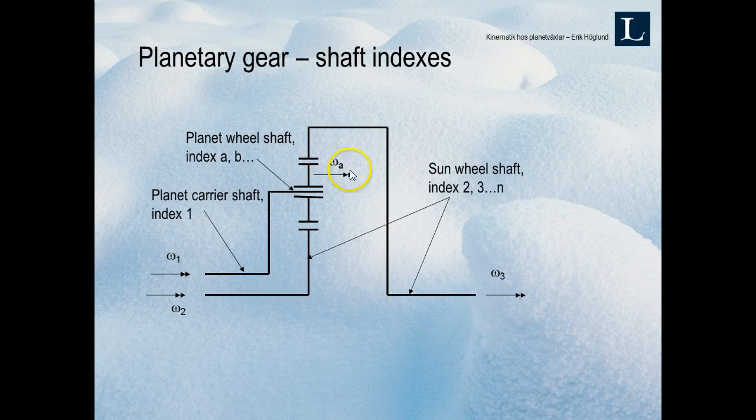This is also a similar sketch, but here it's not a picture. It's a sketch of it. But you can essentially find the same things here. You indicate the planet carrier shaft with the index 1. You indicate the sun wheel shafts with the index 2 and 3, and you index the planetary wheel, in this case with the index A.